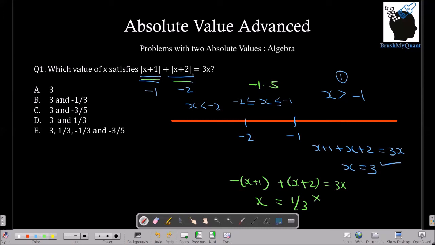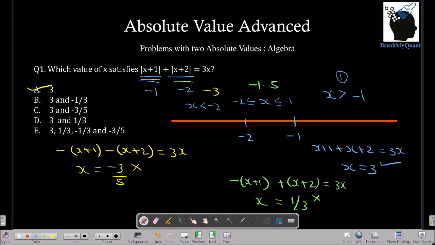So let's take a value of x less than -2 now, let's say -3. And if we do that, the value inside both the absolute values will become negative. So both will open as negative. So minus of x plus 1 minus of x plus 2 is equal to 3x, which is nothing but x is equal to -3 by 5. Now we got the value of x as -3 by 5, but your condition was x is less than -2. So definitely this is also not a solution. So our answer is x is equal to 3.